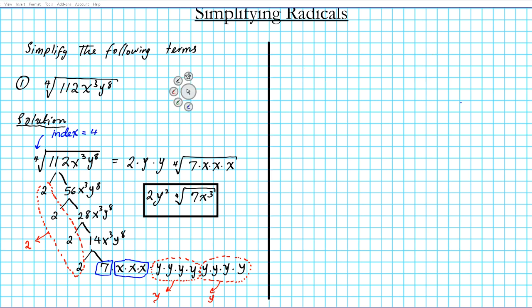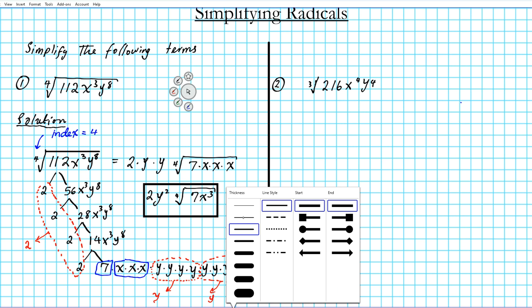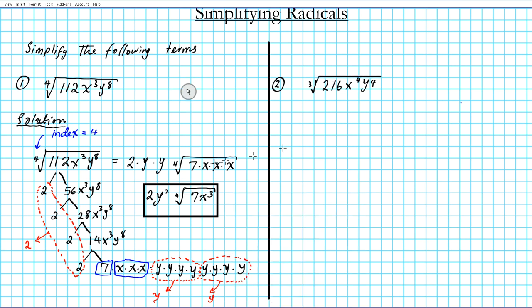For number 2, let's say we have the term, the 3rd root of 216 x to the 4th, y to the 4th. Our goal is to simplify this term. Don't forget the index tells us the number of times a factor should repeat in order to be able to break out of the radical position.